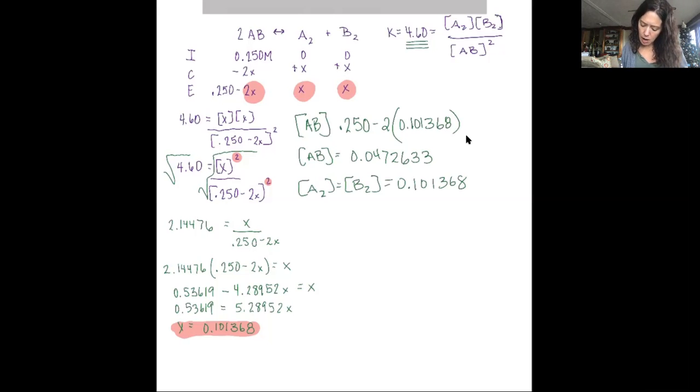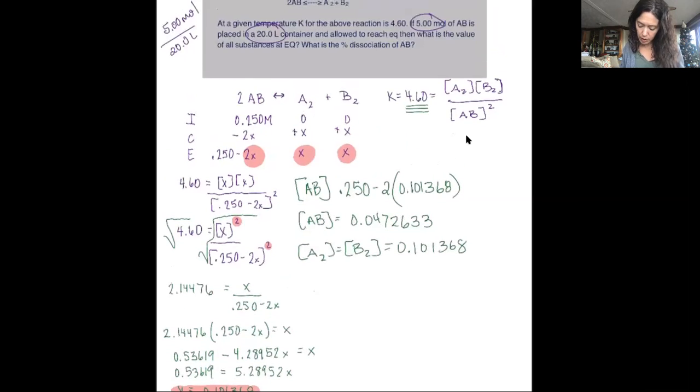Now let's, we got our answer. What is the value of all substances at equilibrium? Well, I would now round that. I would say 0.0473, and I would say 0.101.